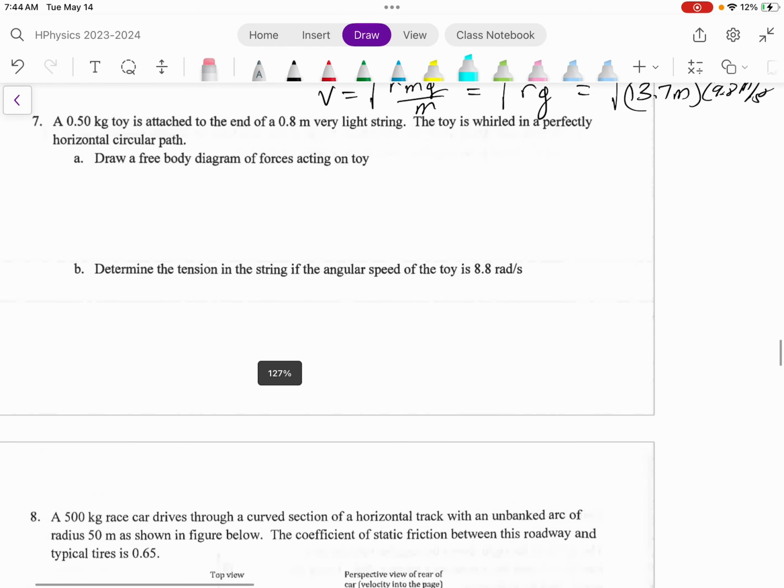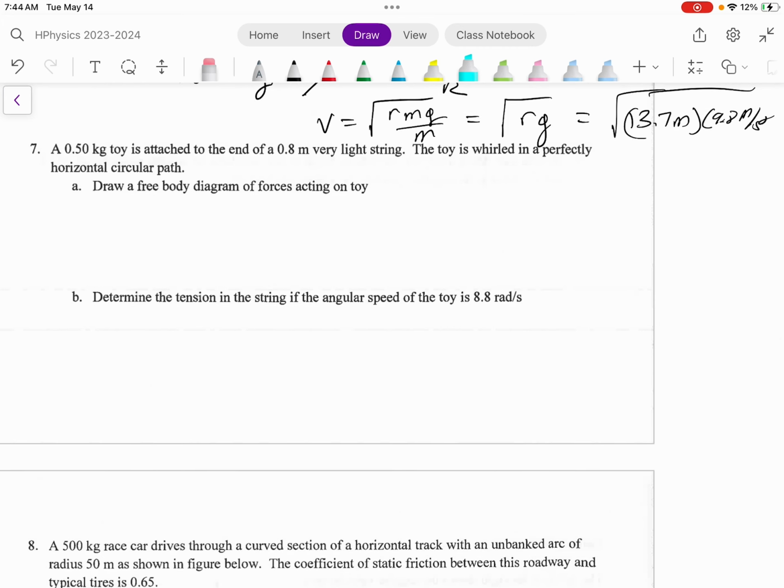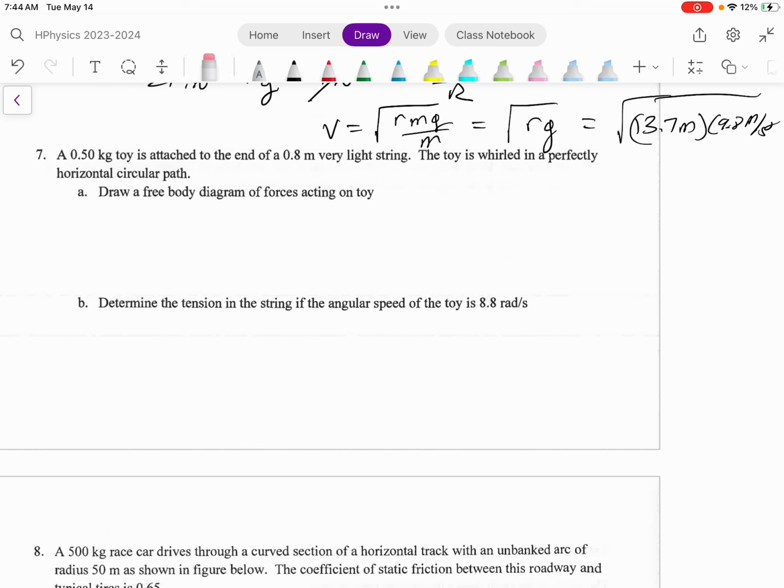All right, 7. A 0.5 kilogram toy is attached to the end of a 0.8 meter very light string. The toy is whirled in a perfectly horizontal path. Kind of hard to do, but just imagine perfectly horizontal. All right, no angle whatsoever. And here's the tension force there. Draw a free body diagram acting on the toy. So if I drew a dot that represents that, I would have force of gravity down, and I would have force of tension that's pointing towards the center of the circle.